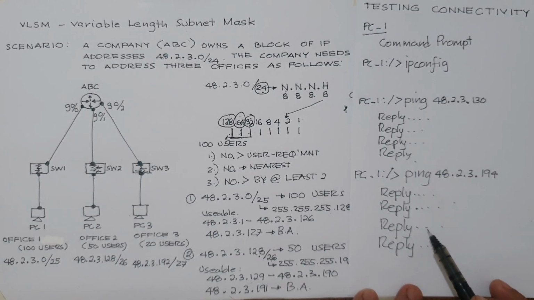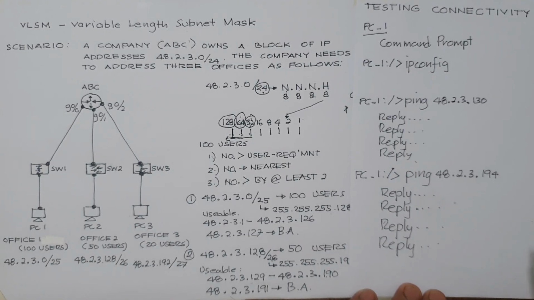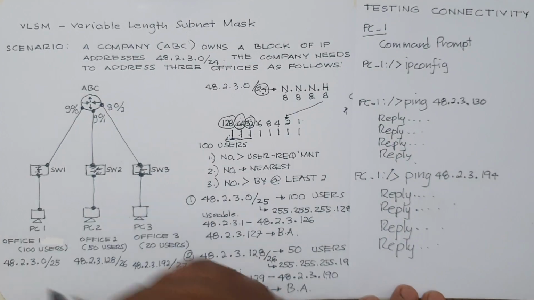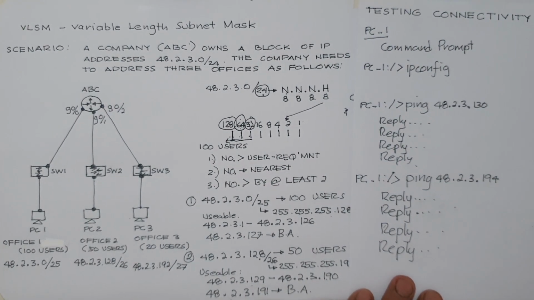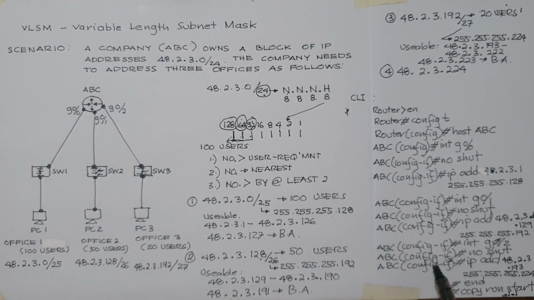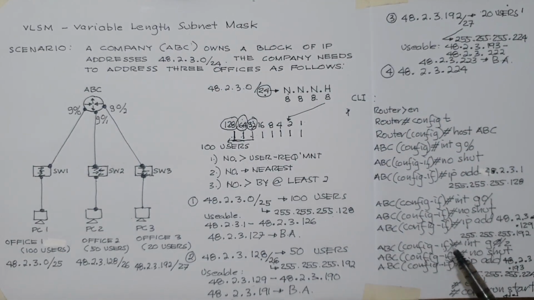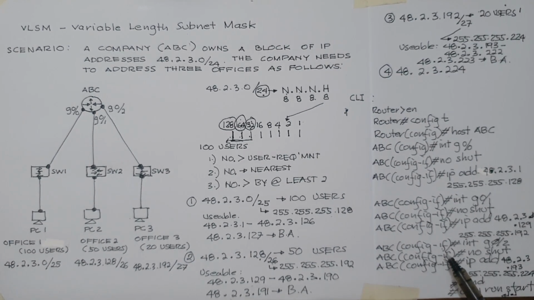the next time you will be receiving 4 replies, which means then that the procedure that we undertook is correct. Okay, so I hope you were able to understand the procedure used in subnetting a network using VLSM.